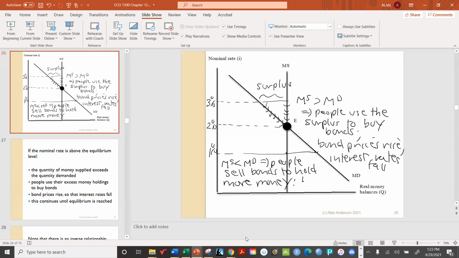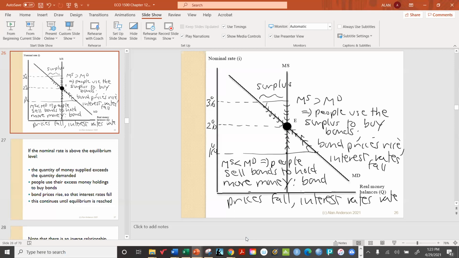And therefore, bond prices fall, and interest rates rise. So in other words, this is a self-correcting market, just like any other one. If we're not in equilibrium, there's an automatic tendency for these variables to adjust until we find ourselves back in equilibrium. And then there's no need for any more changes.